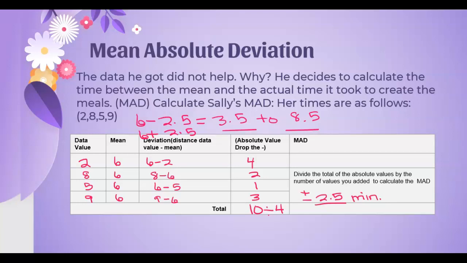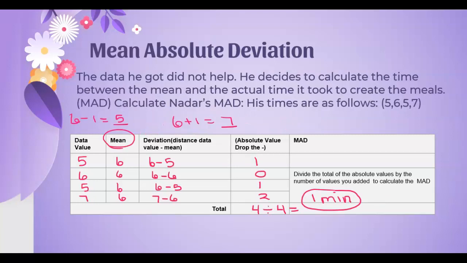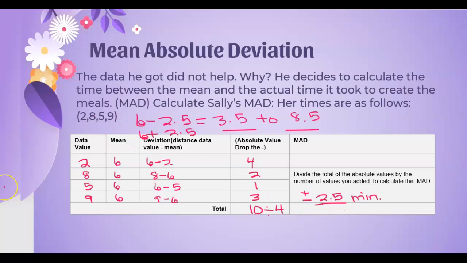It's going to take her longer than Nader. It's going to take him anywhere between 5 and 7 minutes. It's going to take Sally anywhere from 3.5 to 8.5. That's a big margin. Let me check my 6 minus 2.5. Yeah, 3.5. So, now we can make a better decision. The chef is going to make a decision.